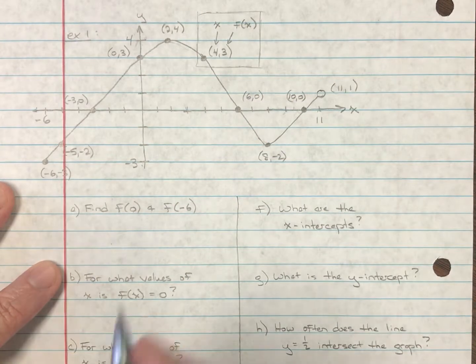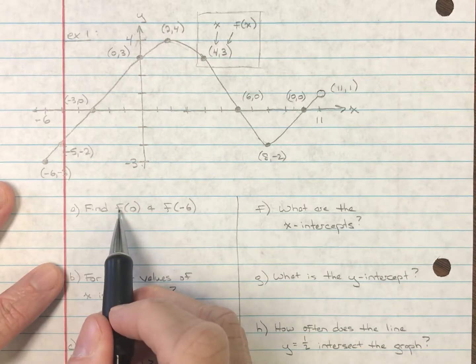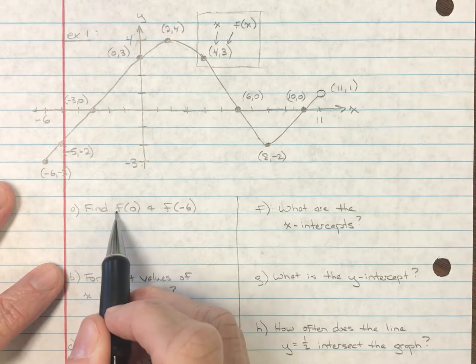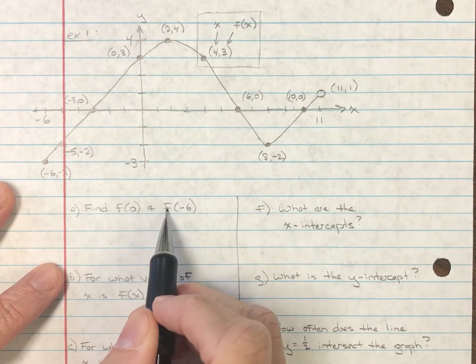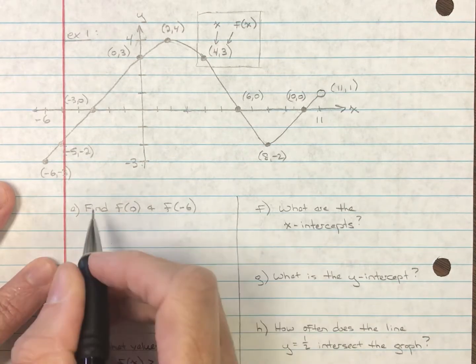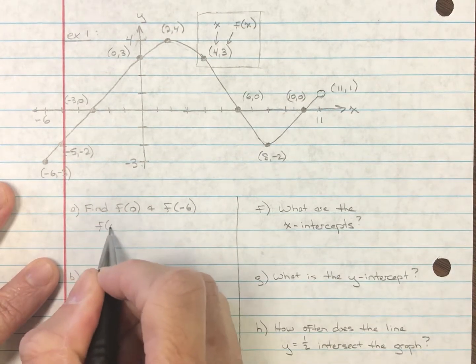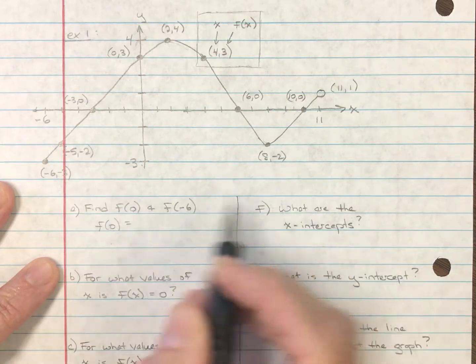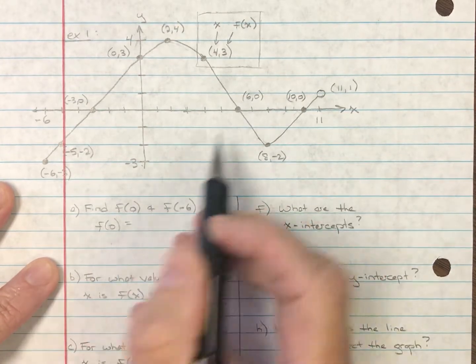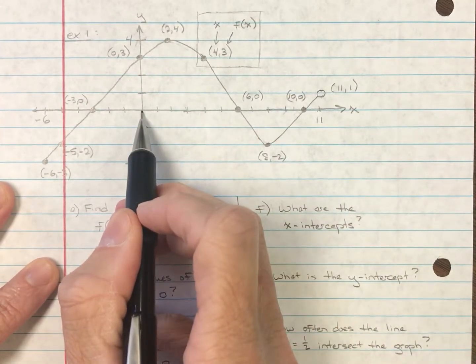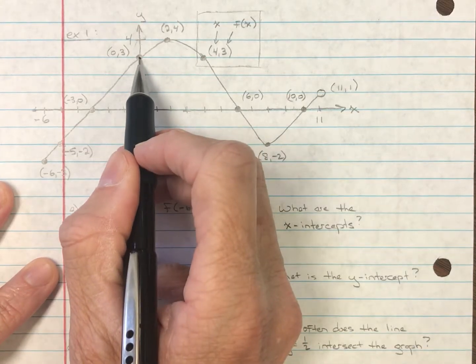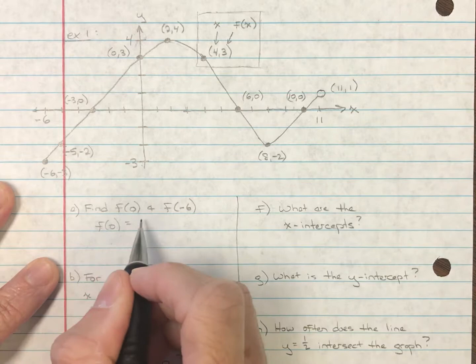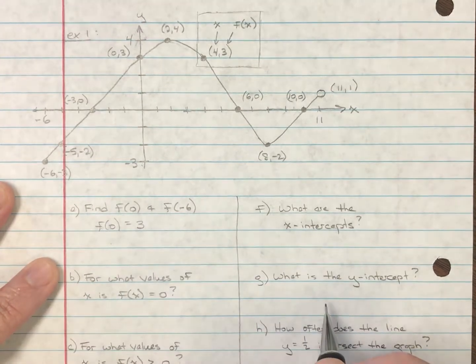So here we are. Let's look at letter A. Find the value of the function when the input is 0. What's the value of the function when the input is 0? And what's the value of the function when the input is -6? Well, when I input 0, that's my x value. I look for x is 0. According to the graph, what comes out is going to be +3. So f of 0 is going to be 3.